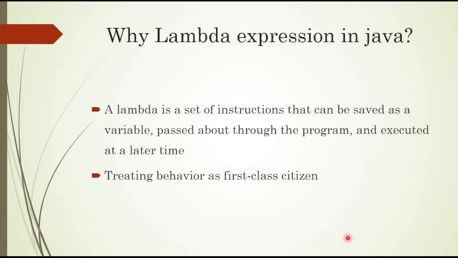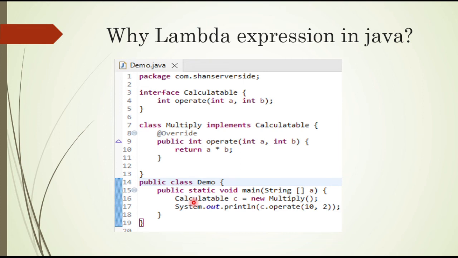At a high level, let us understand lambda expression before seeing why lambda expression in Java. A lambda is a set of instructions that can be saved as a variable, passed around the program and executed at a later time. This allows us to write functional style programs, that is treating behavior or function as a first class citizen. Even before Java 8, Java was capable of doing functional programming, but in a disguised way.